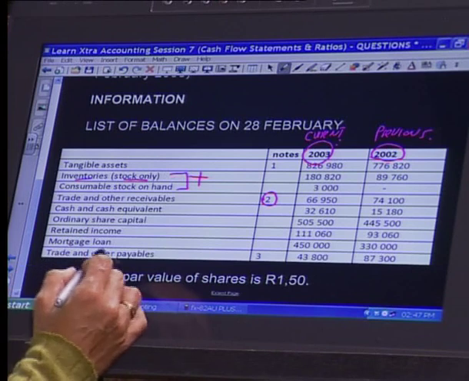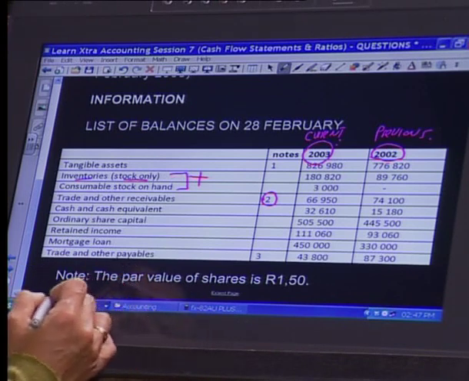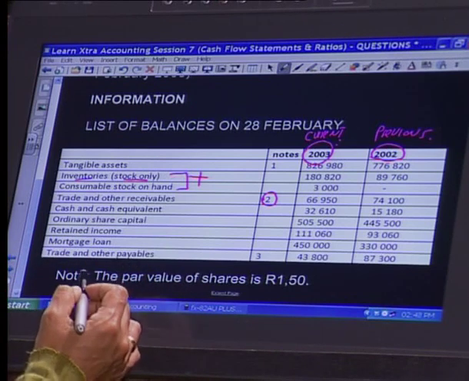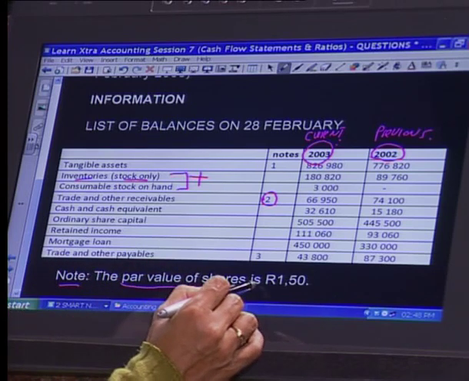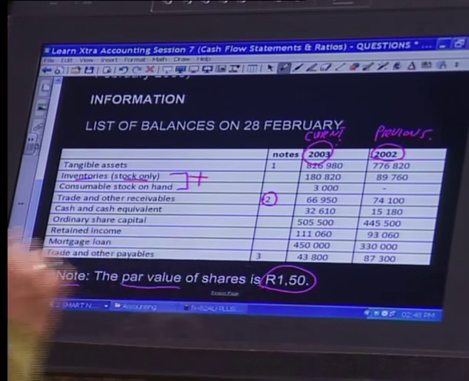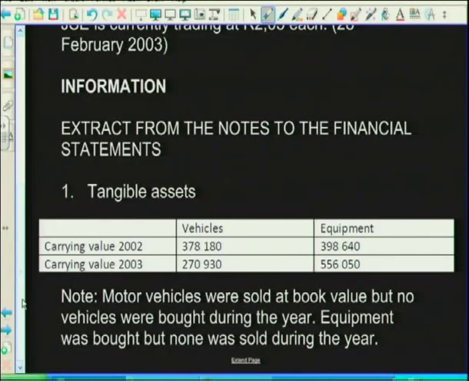The last item, trade and other payables. The next bit of information, which is very, very important: note the par value of shares is 1 Rand 50. So I just circle that because I know I'm going to need the par value. Right, and then finally the rest of my information, I've got the extracts from the notes.